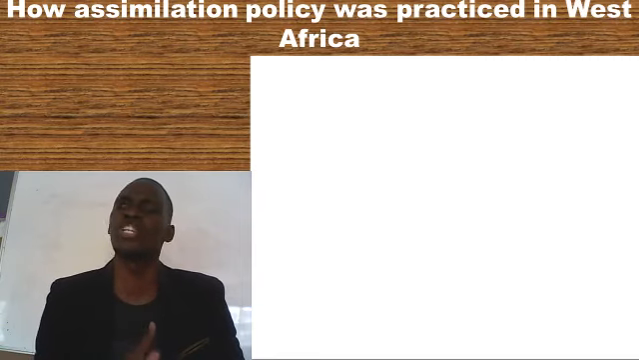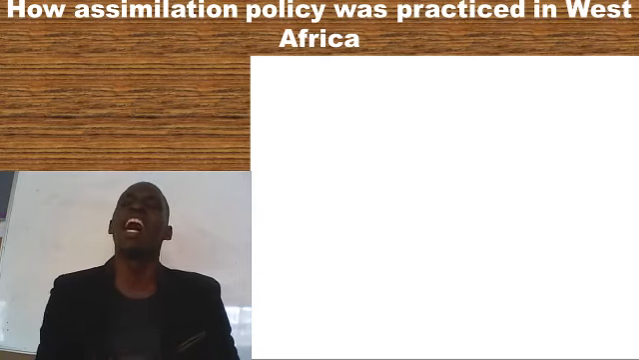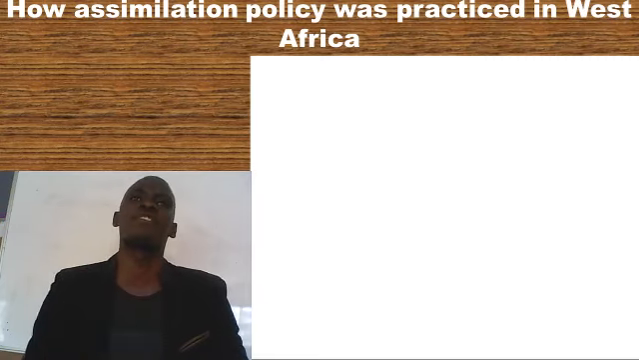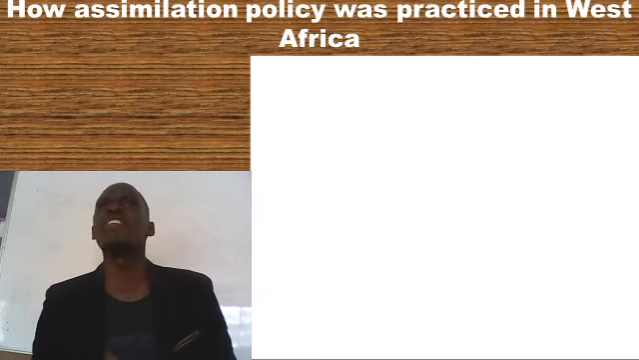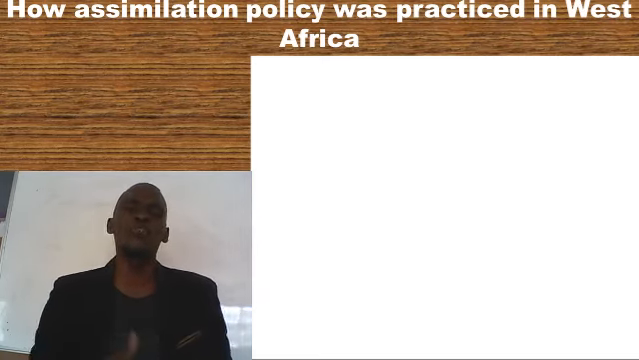Now, we want to look at how assimilation policy was practiced in West Africa. But I want to report to you that it is the French colonial masters in West Africa that implemented or used the assimilation system of administration. How were the French able to assimilate Africans into their lifestyle? How were they able to practice assimilation policy in West Africa? How were they able to make Africans in West Africa behave like them? How were they able to force them to adopt their lifestyle?